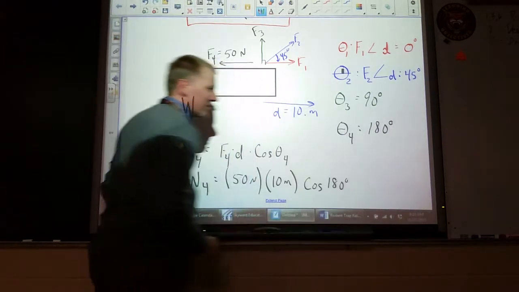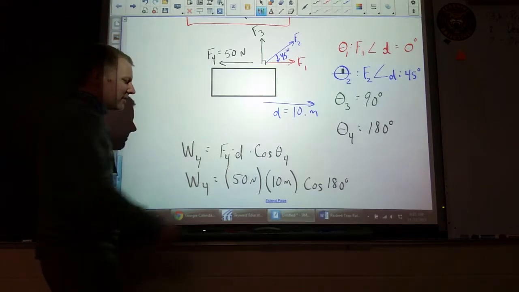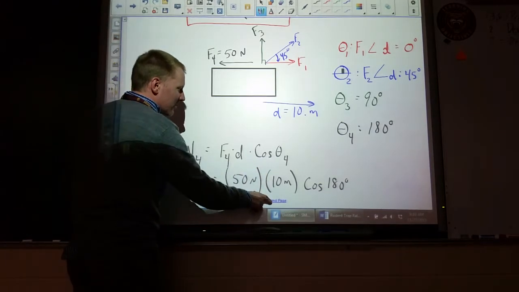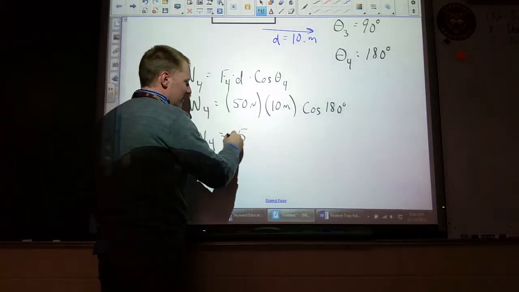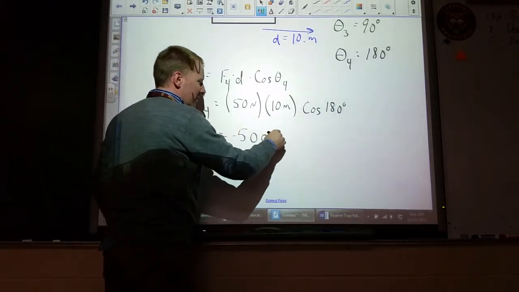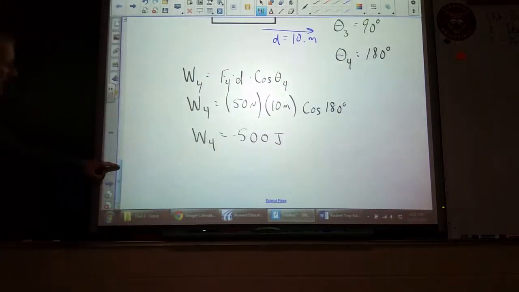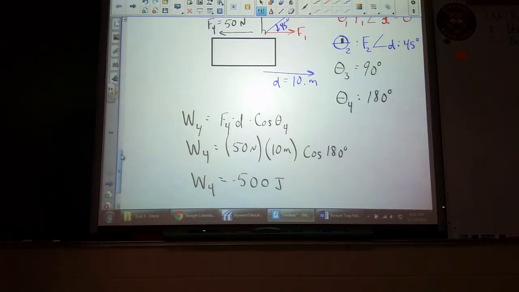What is the cosine of 180 degrees? -1. So -1 times 10 times 50 is -500 joules. So this is actually doing negative work. It's doing work against the motion.